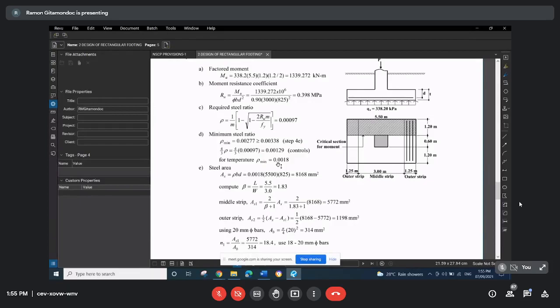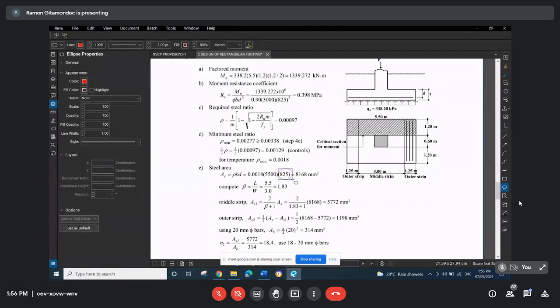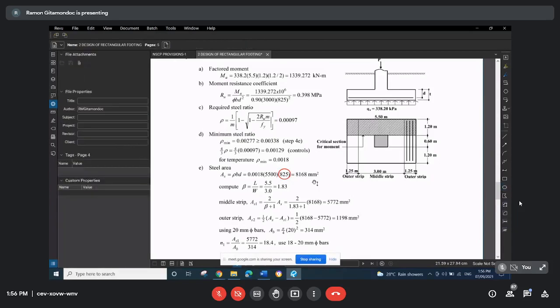Now, this 0.0018 should be multiplied by BT rather than BD, because thermal reinforcement is multiplied by the gross area, rather than the effective area. I'll try to make a correction here. It's 0.0018 multiplied by B, which is 5.5 meters, then this should be T instead of B. Since temperature governs, we multiply by T instead of B.